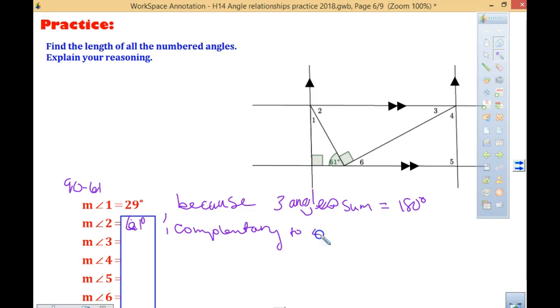Complementary to angle 1. But the other thing I know is that angle 2 is also what to this angle down here that's 61? Angle 2 is alternate interior to the 61-degree angle down below here. This one and this one, those are alternate interior. That's the other reason it could be equal.